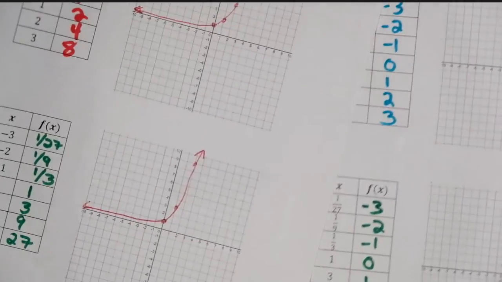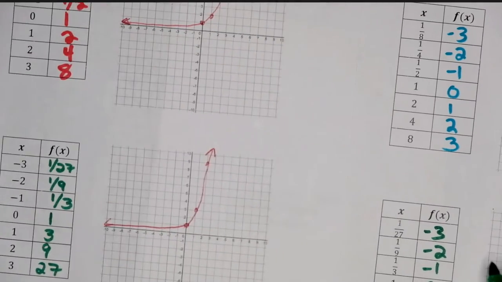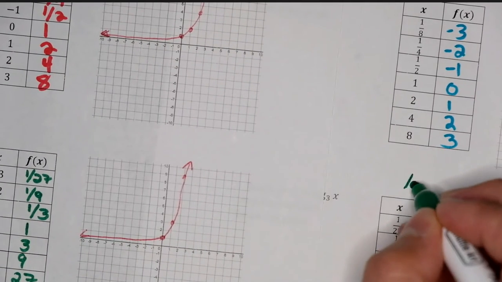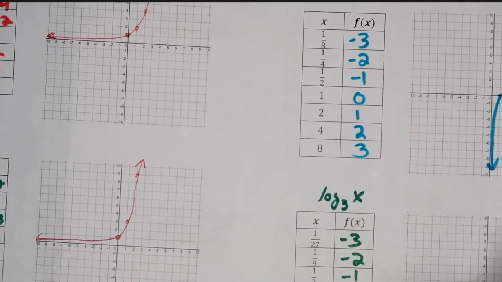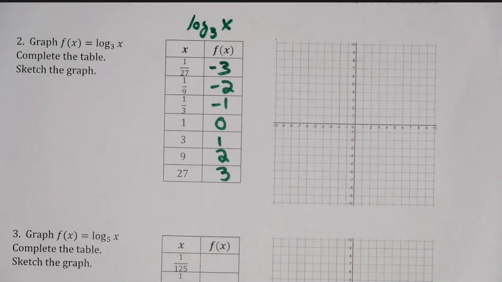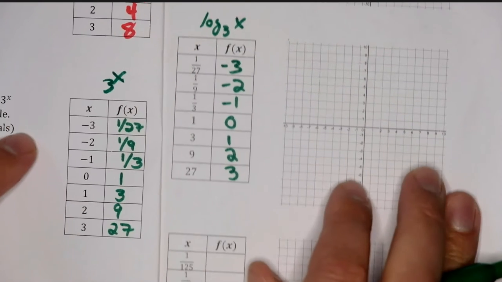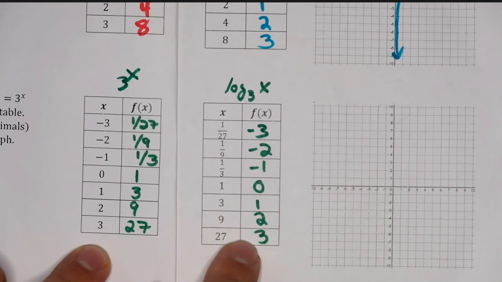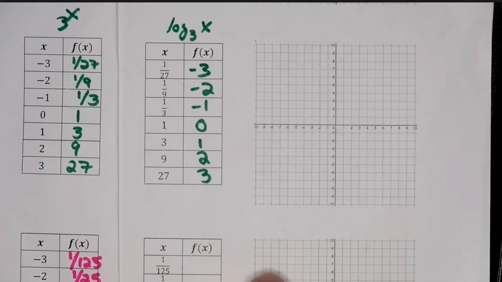There you go. My tripod that's holding up the camera is messing that up. So here was 3 to the x from the last video. And here is the log base 3 of x. That tripod in my way. Let me fold this so you can see it better. So this is 3 to the x right here. So notice those two charts, they are just flipped around. And then it makes it a little bit easier to graph it.